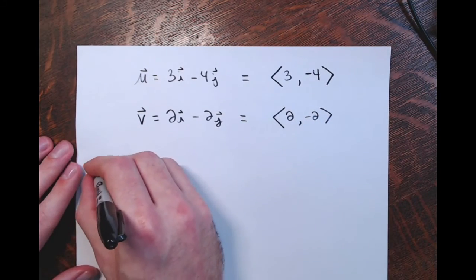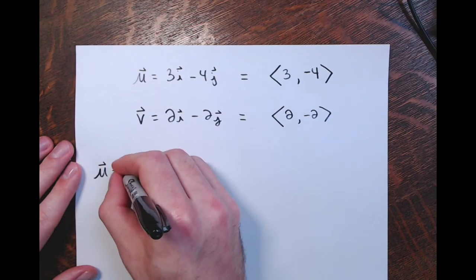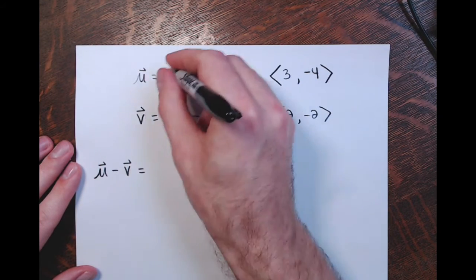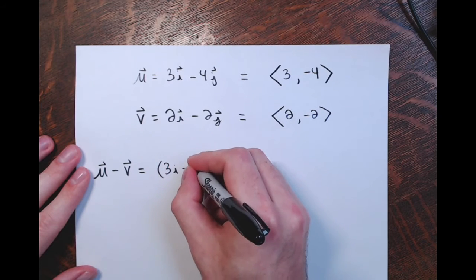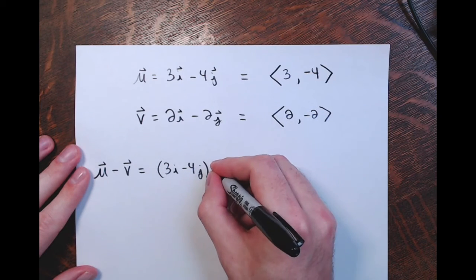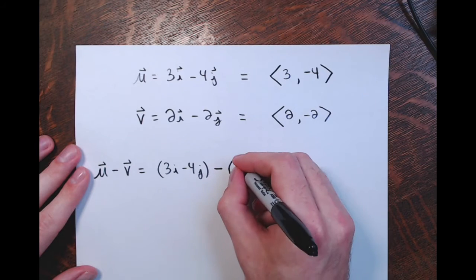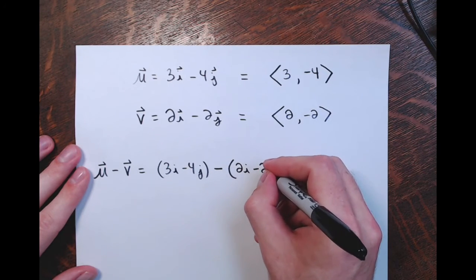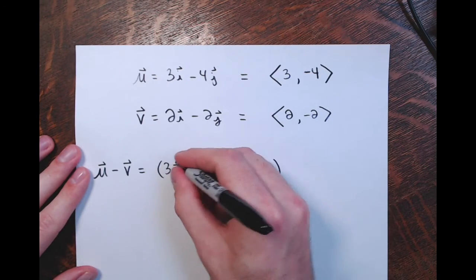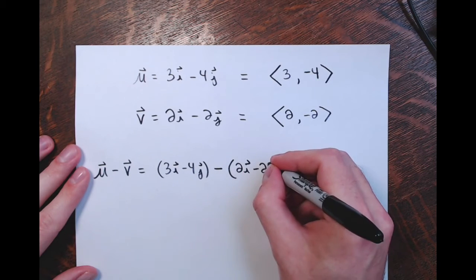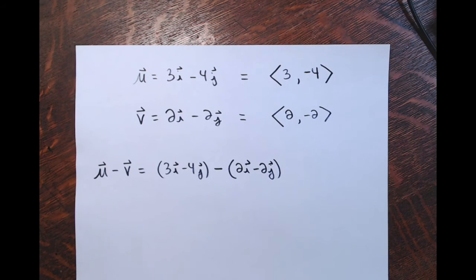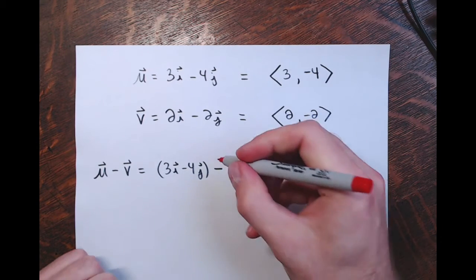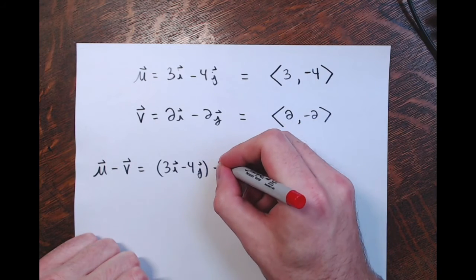Now we're asked to do u minus v, right? Find the new vector u minus v. Now you can take 3i minus 4j, and then subtract the vector 2i minus 2j, and then combine like terms. Get the i's together, the j's together. Now this one would require distributing a minus sign here. You're subtracting all of this vector.